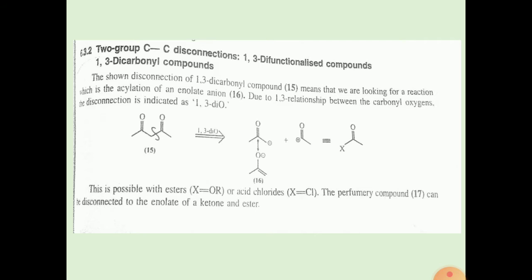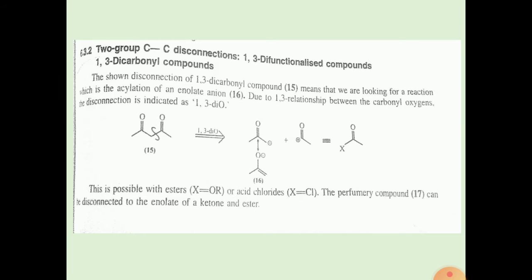In that, first is a 1,3 dicarbonyl compound. As shown, a disconnection of a 1,3 dicarbonyl compound means that we are looking for a reaction which is an acylation of an enolate anion, and due to the 1,3 relationship between the carbonyl oxygens, the disconnection indicates the 1,3 dicarbonyl. So firstly, this molecule is a 1,3 disconnection and the formation of this enolate.